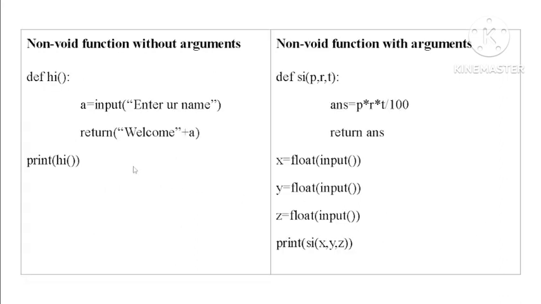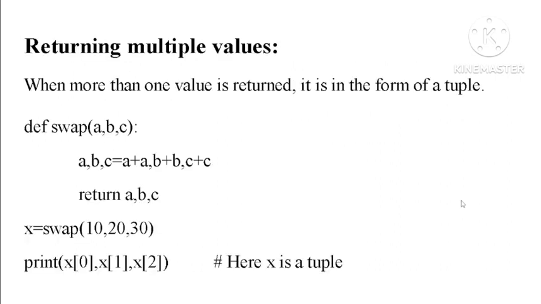Okay. Now look at this. Non-void function without arguments. Here I ask the user to enter a name and simply return welcome name. If you type Anu, welcome Anu will be printed on the screen. And here there is a non-void function with arguments. So you can have a different combination. You can use arguments, you need not use them. You can return values, or you need not return values. Nothing is wrong. Okay, it depends on the question which is asked.